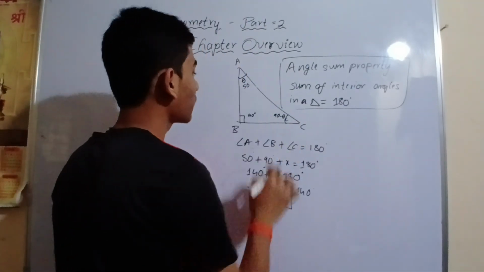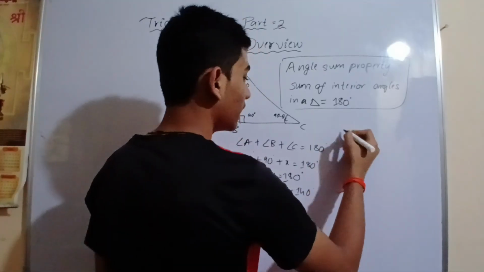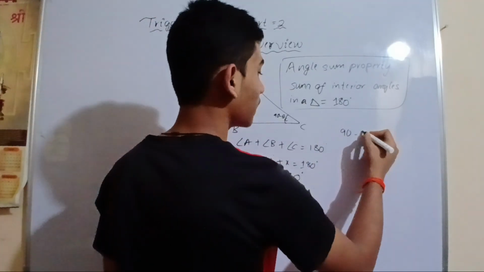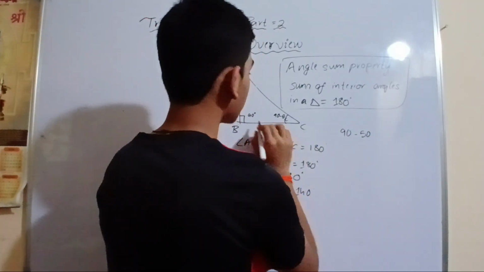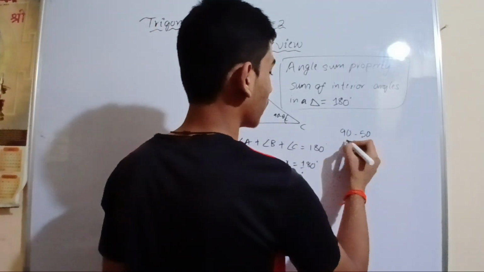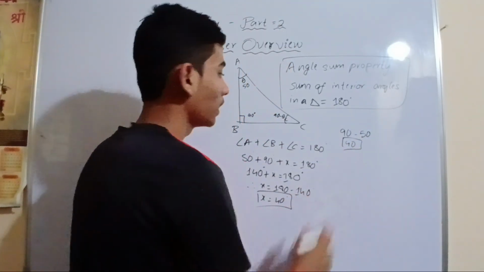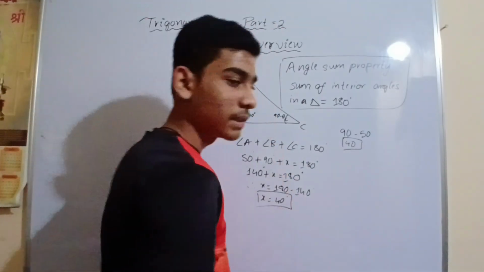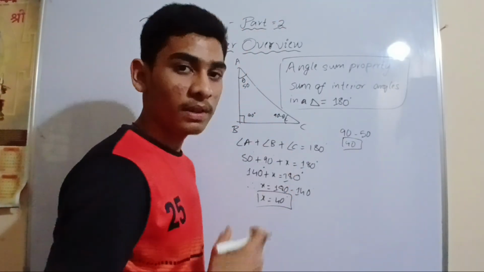So if our theta is 50, let's do 90 minus 50. That's nothing but 90 minus theta. Theta is 50. Let's substitute the theta value. 90 minus 50 is nothing but 40. So we get the same value. That's the reason if one angle is theta, the other angle is always 90 minus theta.